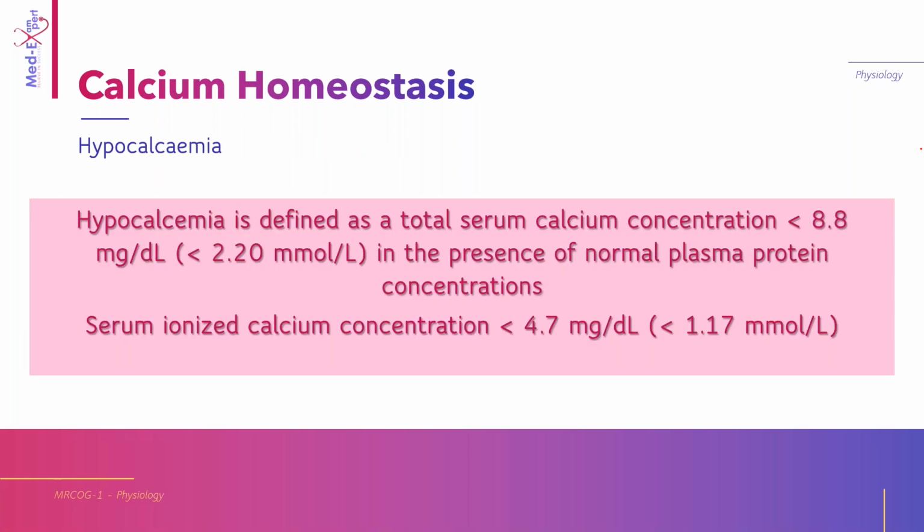On the other hand, hypocalcemia is defined as total serum calcium less than 8.8 milligrams per deciliter or less than 2.2 millimoles, or serum ionized calcium, talking about the ionized, not the total level, concentration less than 4.7 milligrams per deciliter or less than 1.17 millimoles per liter. This is hypocalcemia.